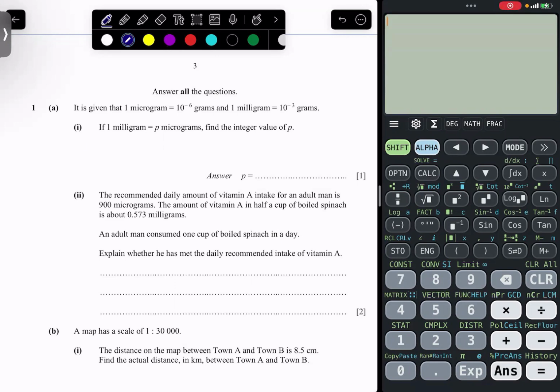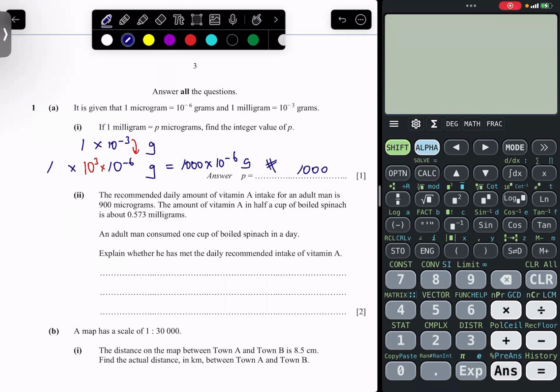So 1 milligram is 1 times 10 to the power of negative 3 gram, as given by the question. Now I want to change it into 1 times 10 to the power of negative 6 gram. But it doesn't work that way, right? Because how do I change 10 to the power of negative 3 to 10 to the power of negative 6? In between, we actually introduce another 10 to the power of 3, so that the 10 to the power of 3 and 10 to the power of negative 6 cancel off each other, while maintaining 10 to the power of negative 3. So that will be equal to 1000 times 10 to the power of negative 6 gram. Answer: p equals 1000.